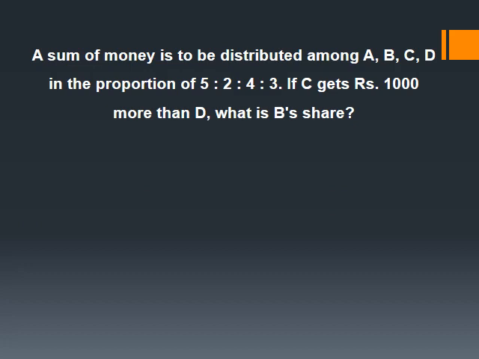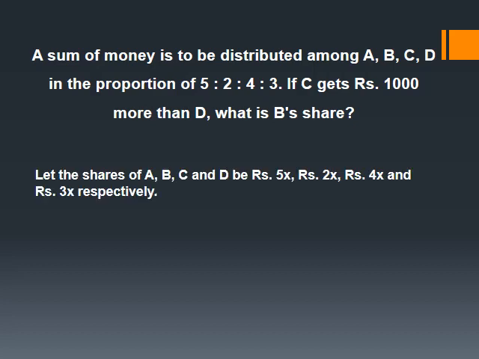A sum of money is to be distributed among A, B, C, D in the proportion of 5 is to 2 is to 4 is to 3. If C gets rupees 1,000 more than D, what is B's share? Again, we have a few clues here. Proportion of A, B, C, D: A has 5, B has 2, C has 4, and D has 3. And C gets rupees 1,000 more than D. So how do we do this?